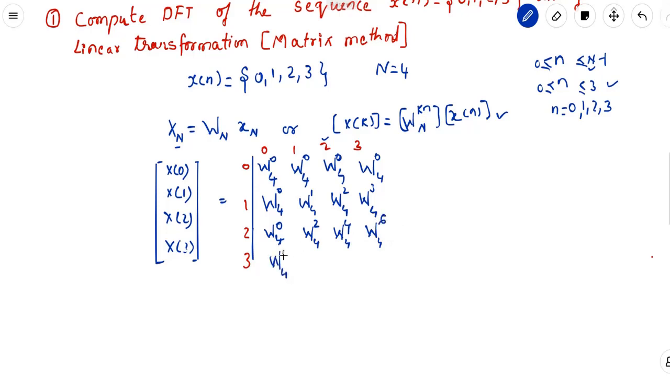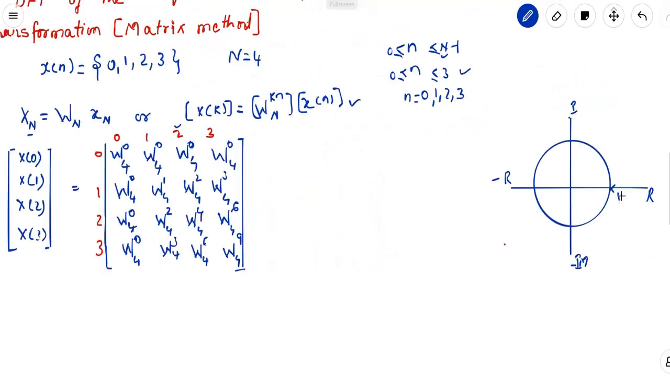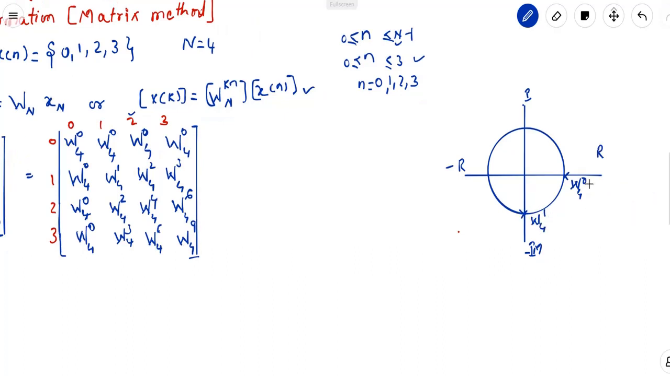Omega 4 of 3 into 0 is 0, 3 into 1 is 3, 3 into 2 is 6, and 3 into 3 is 9. Now omega 4 of 0 is 1, and omega 4 of 1 is minus j.